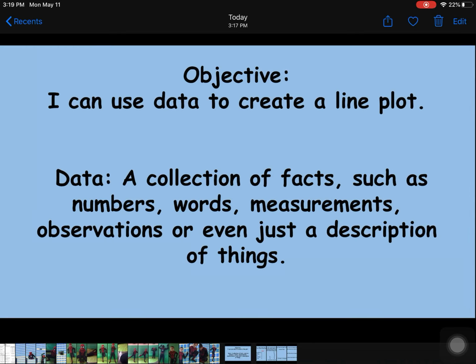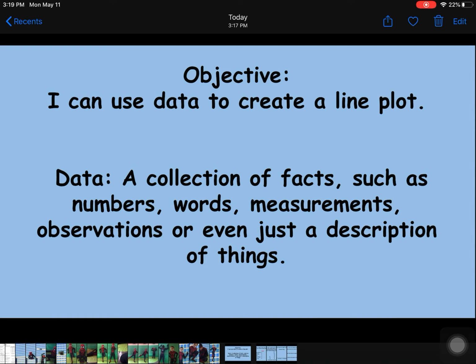Hi, boys and girls. For math this week, we are going to be doing something kind of different. We are going to be collecting data and using that data to create many different types of graphs. So, our objective today is: I can use data to create a line plot.